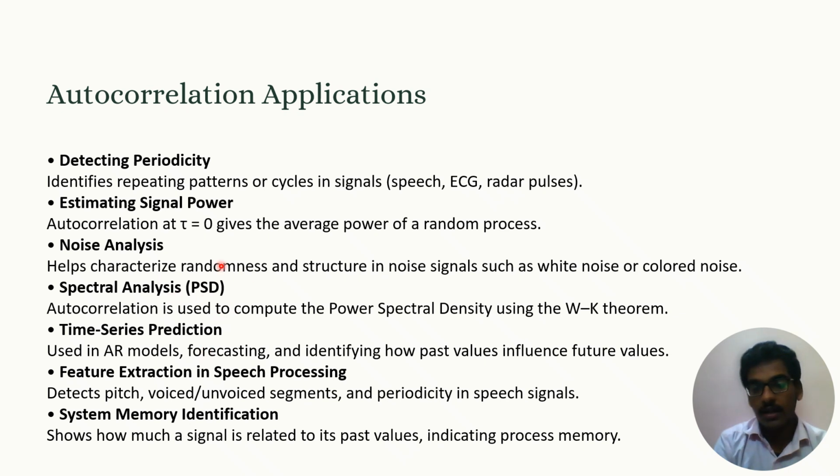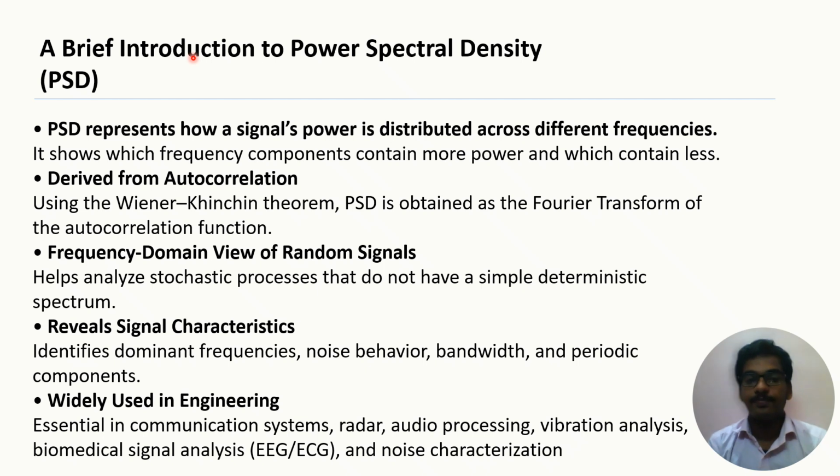So let us see what the power spectral density means in a brief way. The power spectral density describes how a signal's power is distributed over different ranges of frequencies. For random signals, we cannot directly take a Fourier transform, so we use autocorrelation instead. By applying the Fourier transform to the autocorrelation of a wide sense stationary process, we obtain its PSD. This converts the signal's statistical behavior into a frequency domain representation.